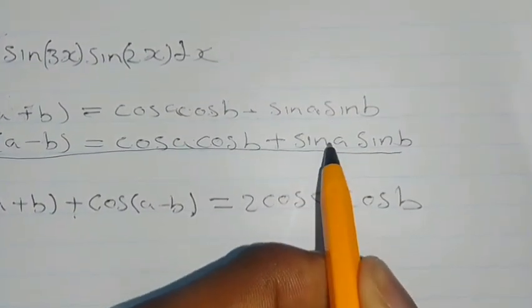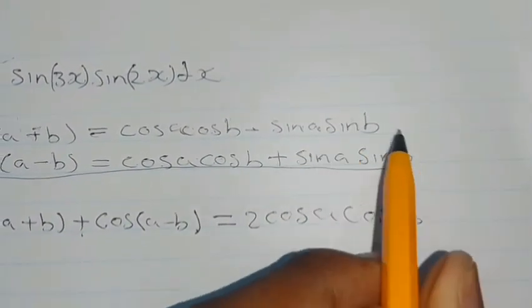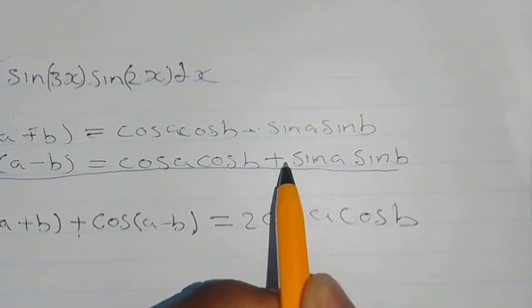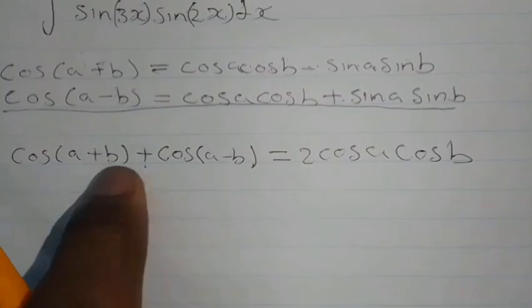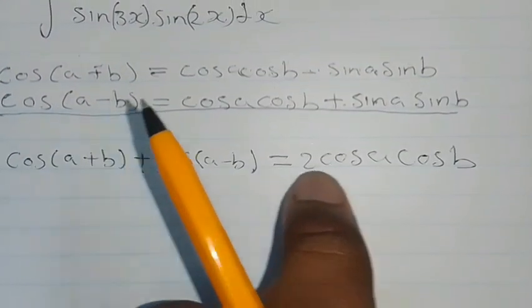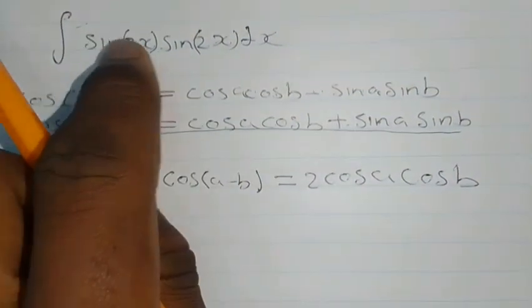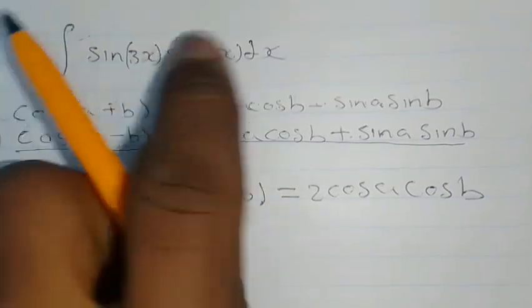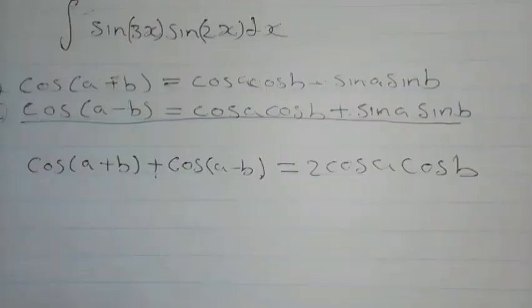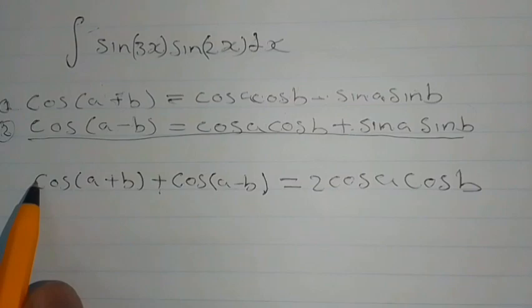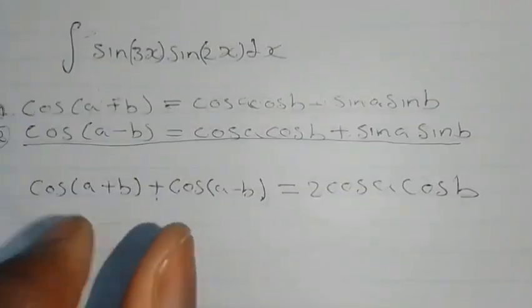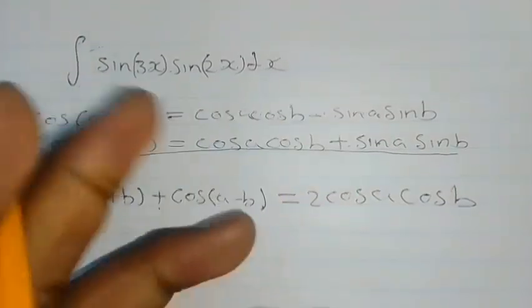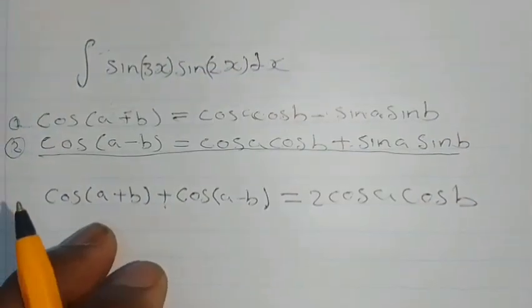Now this one, when I add it with this one, they will just cancel out because this one is negative and this one is positive. So that means that I'll have cos A plus B plus cos A minus B as 2 cos A cos B. But here I'm provided sine. I want sine. So adding these terms didn't work. But if you're integrating something like cos something, then this identity was going to work.